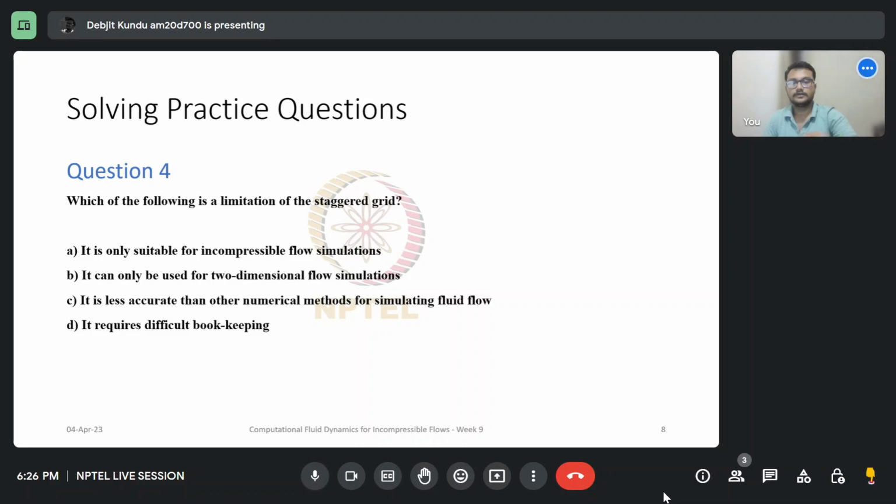So let's have a look at the solution. The solution is option D. It requires difficult bookkeeping. The reason is that we have to maintain three different matrices where we store U, V, and P, and their locations are also not the same. So let's say we have only one cell where we have P stored here, U stored here, and V stored here. Similarly, we have such three values for different cases as well.